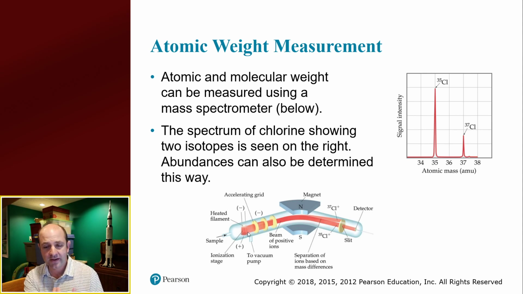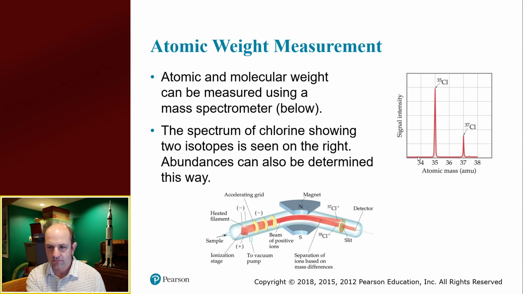And so we said the things that are lighter will bend more. The things that are heavier will bend less. And so you make sure that there's a bend in your path, and then you vary the strength of the magnet to say, okay, what weight should have the proper bend to make this work? So we go through, and in this case, the chlorine 35 would get through and be detected, and there it would go. But then the 37 is being split off to the side. It's not being detected.